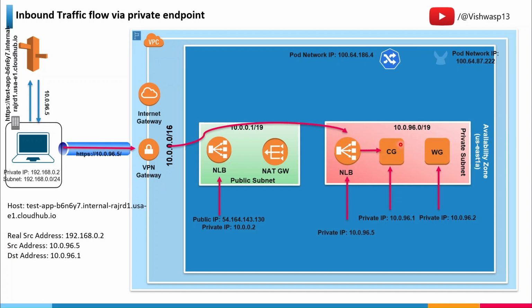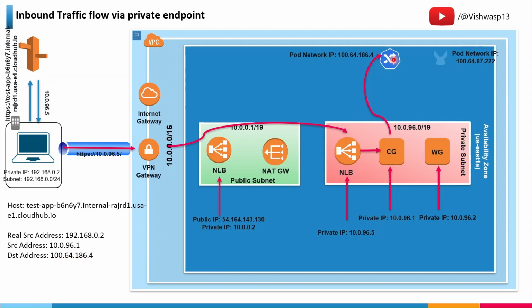So this is how the header would look like. Host header remains the same. Source address changes to the IP address of the network load balancer and destination address changes to the IP address of the control group node. The IP address of the client will be retained by the real source address header or maybe the X-Forwarded-For header. The control group node will again rewrite the packet, change the source and destination address to its own IP and the ingress pod IP address respectively, and forward the traffic to the ingress pod.